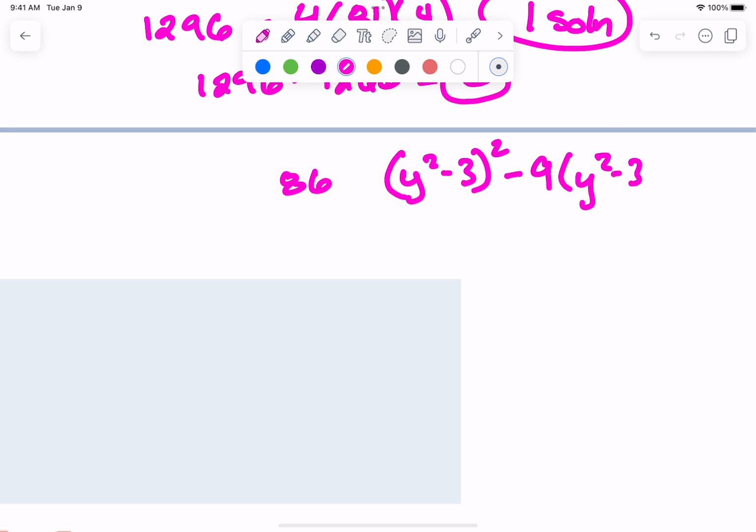y squared minus 3 goes here. And then minus 52. Minus 52 equals 0? Well, okay, it's not set equal to anything. I understand. We're just trying to factor it.